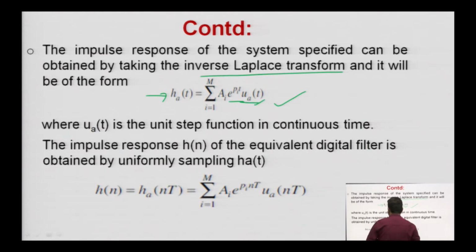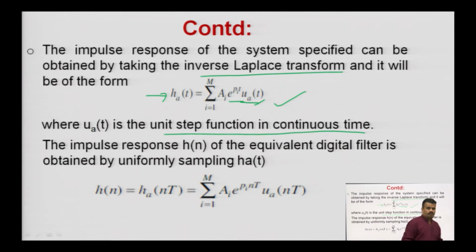So, next, u_a(t) is what? The unit step function in continuous time. The unit step function in continuous time is also the same: for t at 0 and after 0 up to infinity it will be 1. If you talk in the discrete domain, then u(n) is equal to 1 from 0 to infinity for discrete values, because on non-discrete values it is not defined.